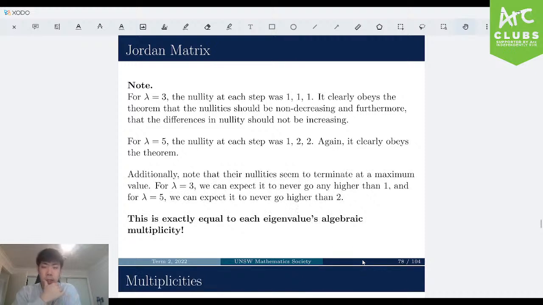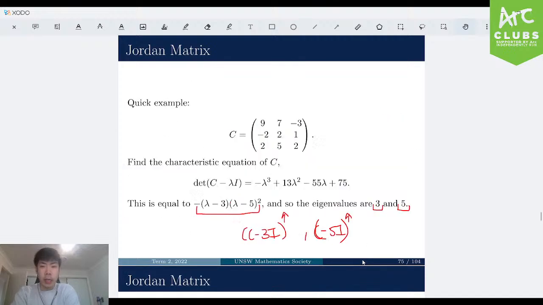Note that this is exactly equal to the algebraic multiplicity of each eigenvalue. And this is not a coincidence. This is one of the lemmas that we will see on the next page. Okay, so what do I mean? If we go back to our characteristic polynomial, lambda equals 3 has an AM, or algebraic multiplicity, of 1, and lambda equals 5 has an algebraic multiplicity of 2.